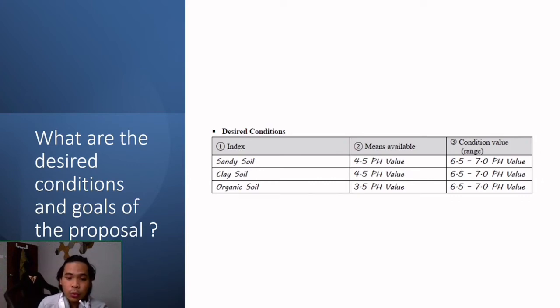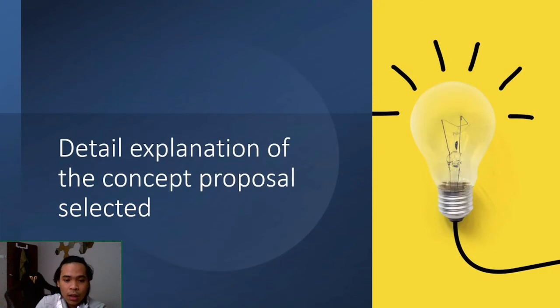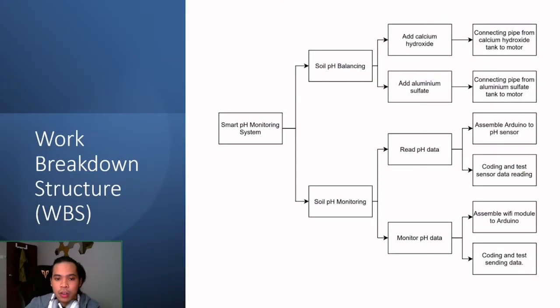So now we will get into the detail of the selected concept proposal. Firstly, the work breakdown structure, aka the WBS. Basically, it is the work that will be assigned to us to complete this project. I would recommend having a WBS to make this project easier.